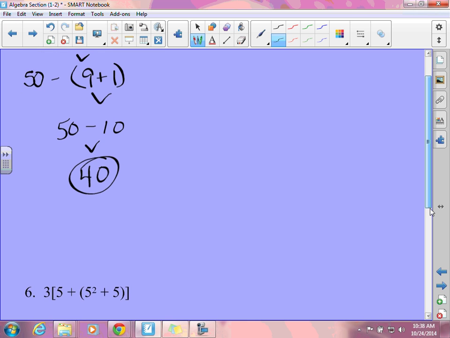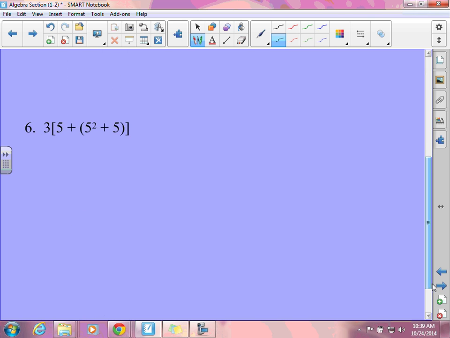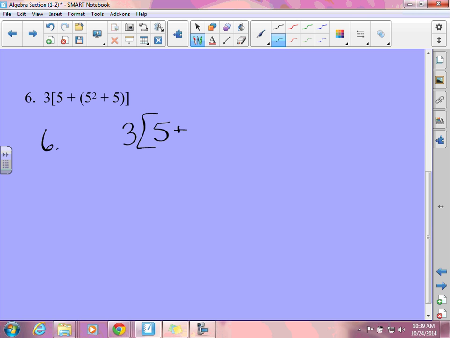All right, number 6. Looks like a fun one. On your homework again, I'd rewrite this one because it's going to give me a little bit more space. Do I have parentheses? In fact, I got brackets, don't I? I have parentheses within my parentheses. So I'm going to kind of cover it up. And what am I going to do first within my parentheses? That's correct, my exponent. 5 squared is what? Very good, it's 25. So 25 plus 5, and then I've got to put all that other stuff around it.